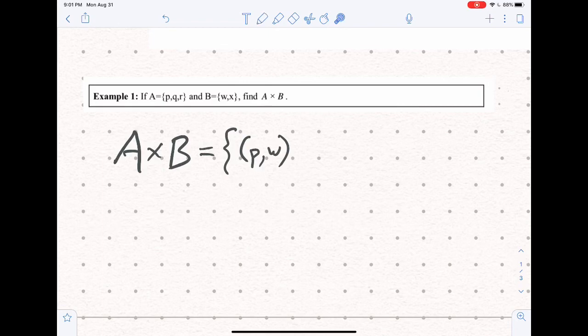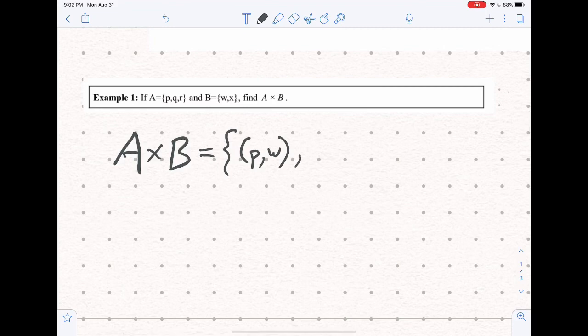Now, this ordered pair, although it consists of a bunch of symbols, a parenthesis, a P, a comma, a W, and a closing parenthesis, is one item, one element in this set. So far, this product has one thing in it, this ordered pair. It has more than that, so we're going to add more stuff to it, but the other things are also all going to be ordered pairs. So another ordered pair is P, comma, X, because P is from the first set and X is from the second set.